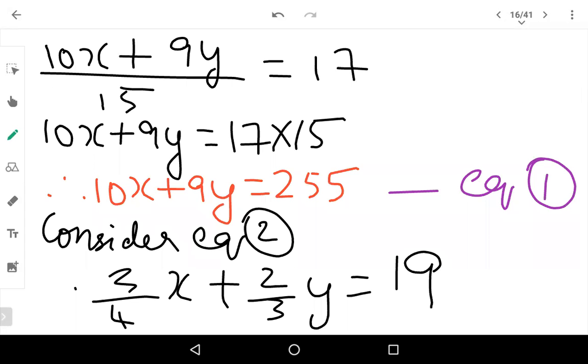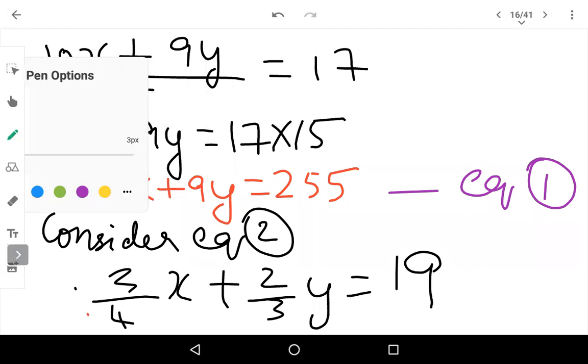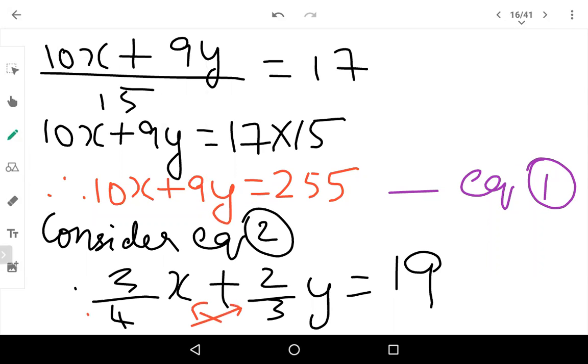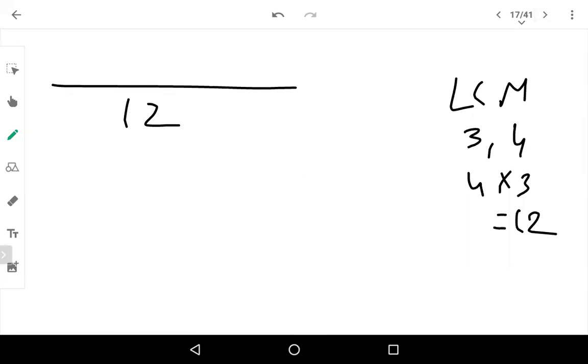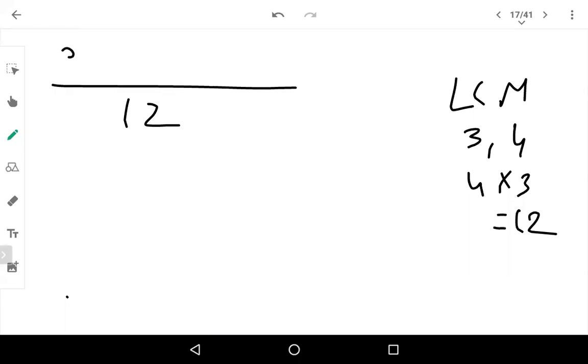Now coming here, we are supposed to cross multiply the numbers here, right? So 4 threes are 12, so here the numerator also should be multiplied with 3, and 3 fours are 12, so the numerator also should be multiplied with 4. Now what do we have? 3 threes are 9x, plus 4 twos are 8y is equal to 19.